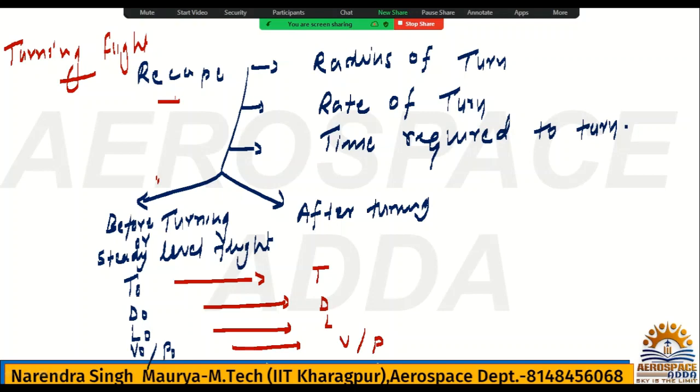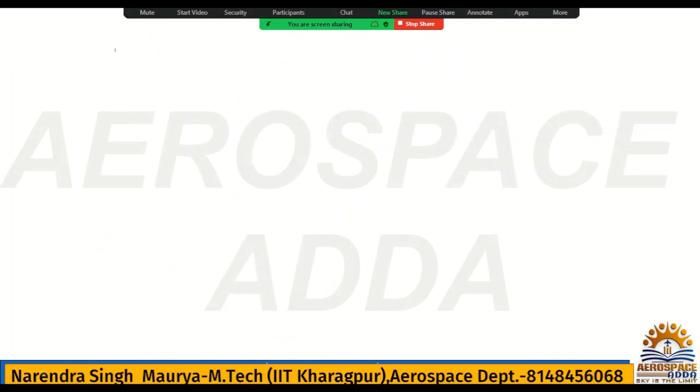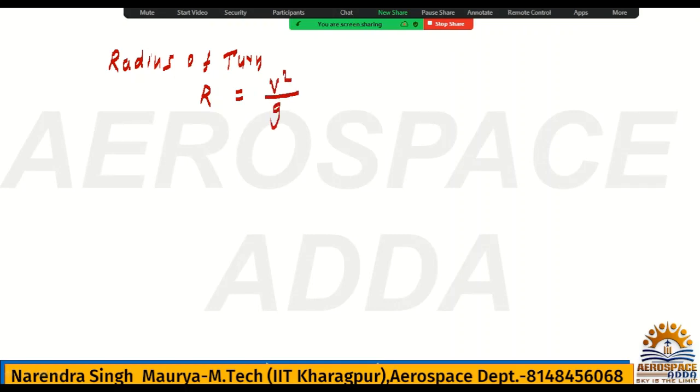Because today we have to solve problems, I will write the main formulas and then we'll start the numericals. What is the formula of the radius of turn? I derived it in the last class. It was R is equal to V square by G tan phi, which is equal to V square by G root of n square minus 1. This was the first formula.